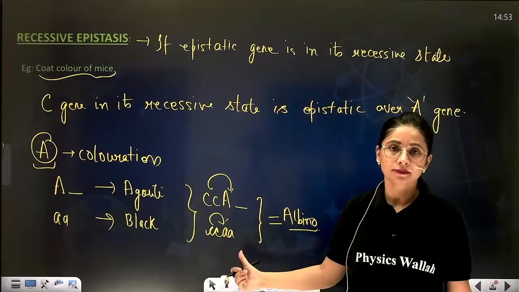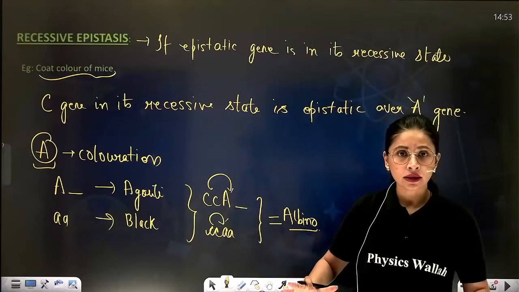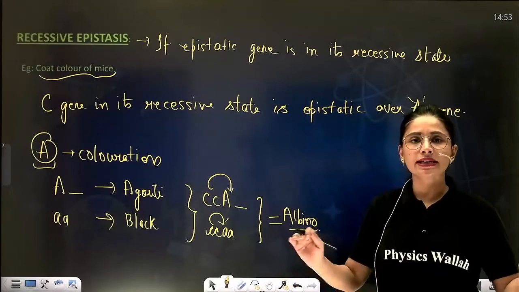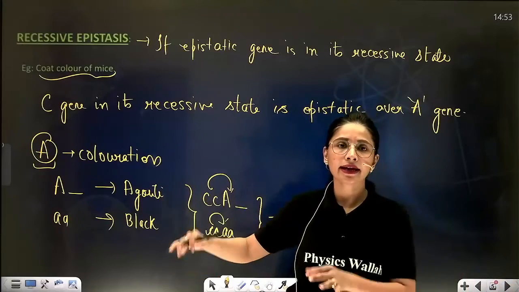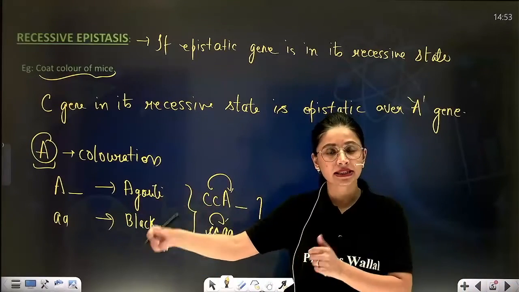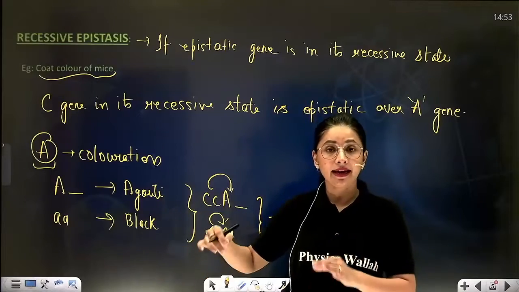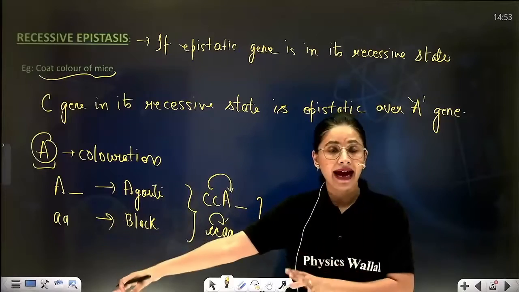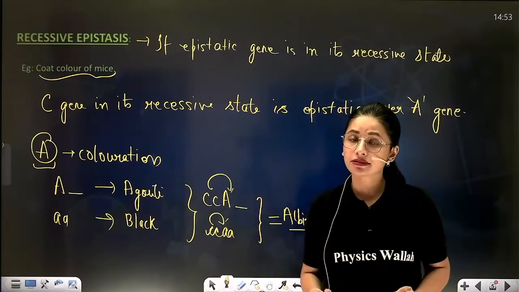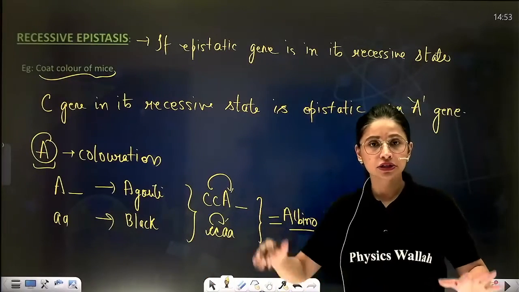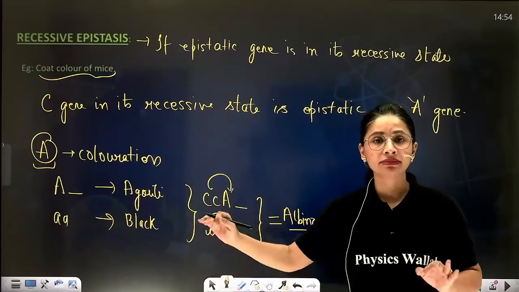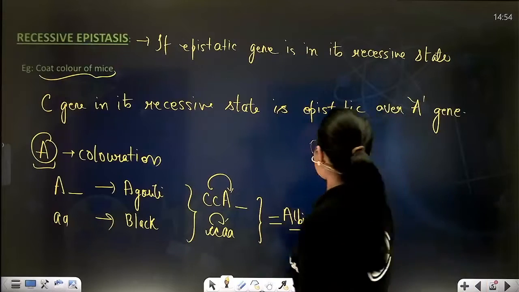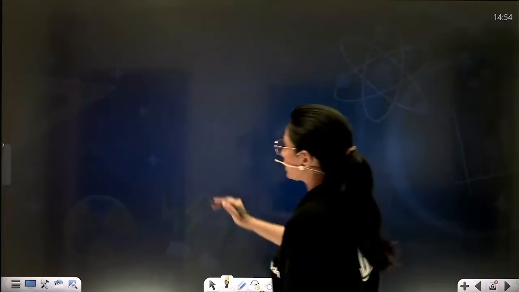So basically the C gene in its recessive state does not allow the A gene to give color to the coat of mice. If C is there in its dominant state, then dominant C is doing nothing. It is letting the A gene work. So A in dominant state gives agouti color. A in recessive state along with dominant C, which color? Black color. But if C is in its recessive state, then no coloration, the skin color of the coat will become completely albino. Understood? So now what is the condition? How is the genotypic ratio seen?